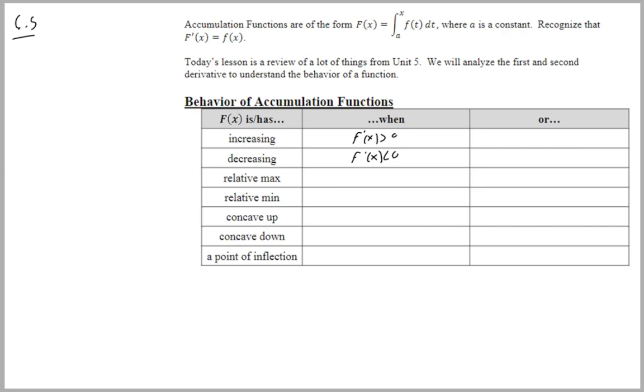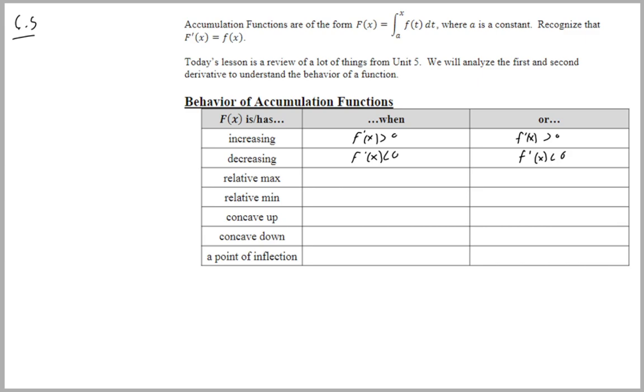It would also be true that it's increasing if regular f prime of x is bigger than 0, or decreasing if regular f prime of x is less than 0. They are the same counterparts.